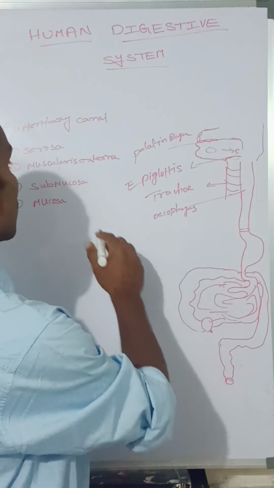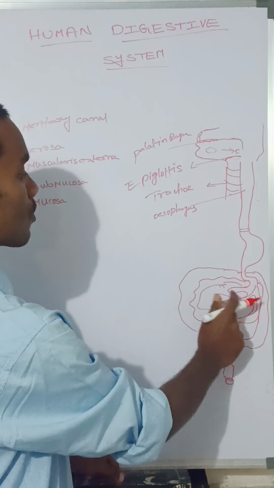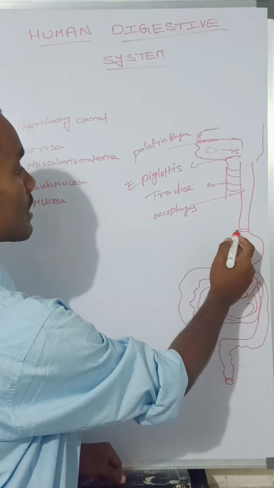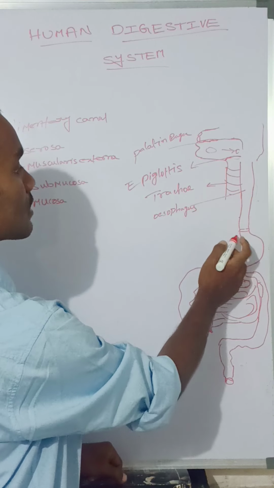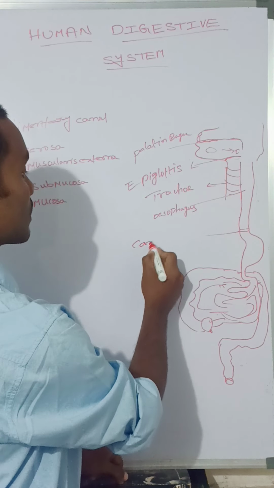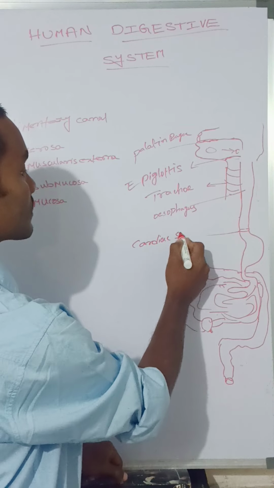Here is the submucosa of the small intestine. These are the small intestine, right? This is the esophagus. This is the cardiac sphincter.